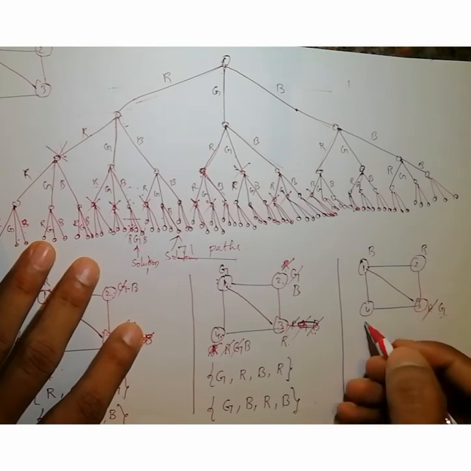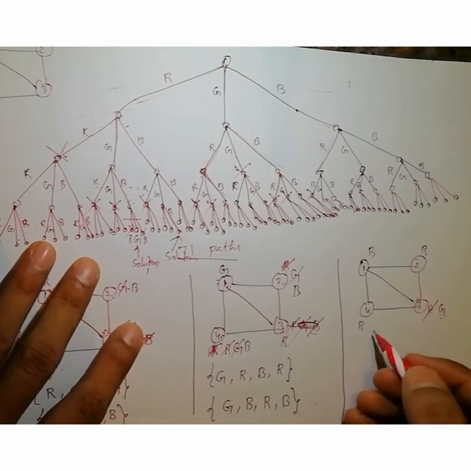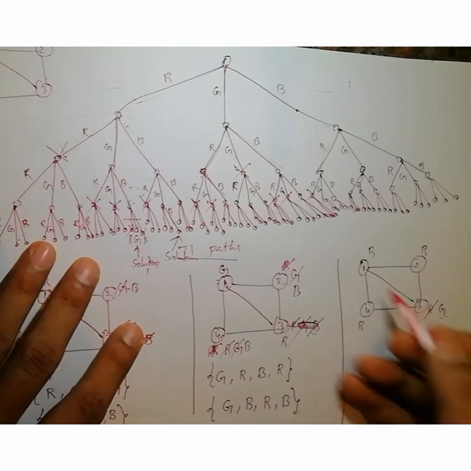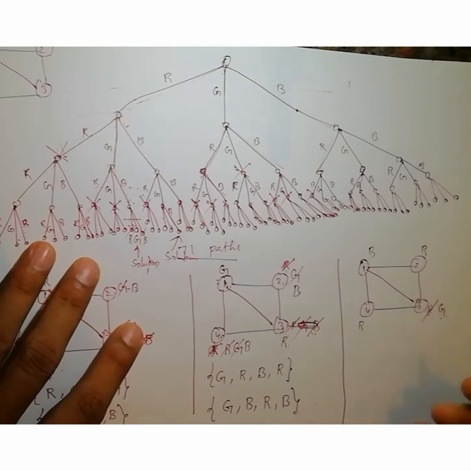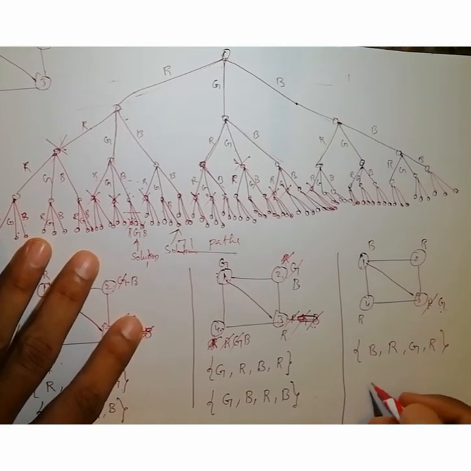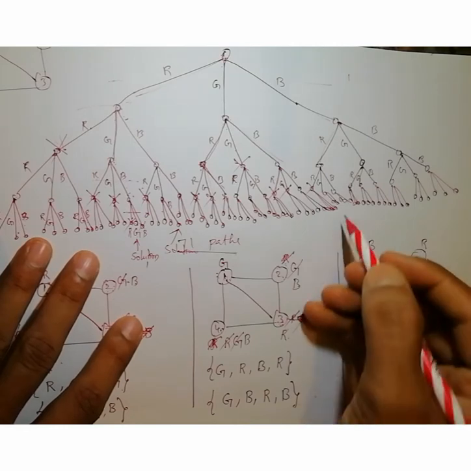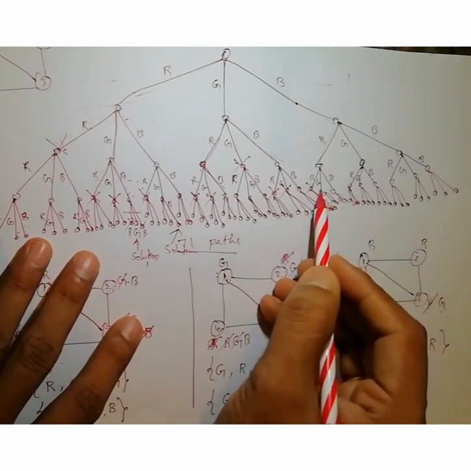Next, can I give red color for vertex 4? Yes, I can give, because our adjacent vertices, that is 1 and 3, have different colors. So what is the one combination we got? B, R, G, R. First vertex, second vertex, third vertex and fourth vertex. So just we will write that one, and again just backtrack.